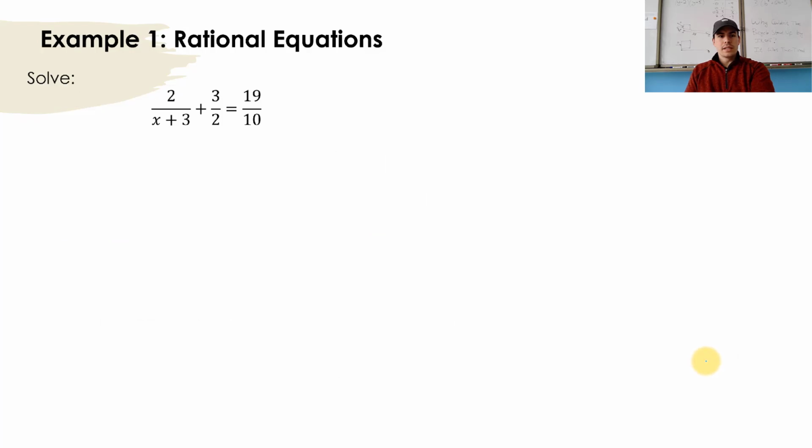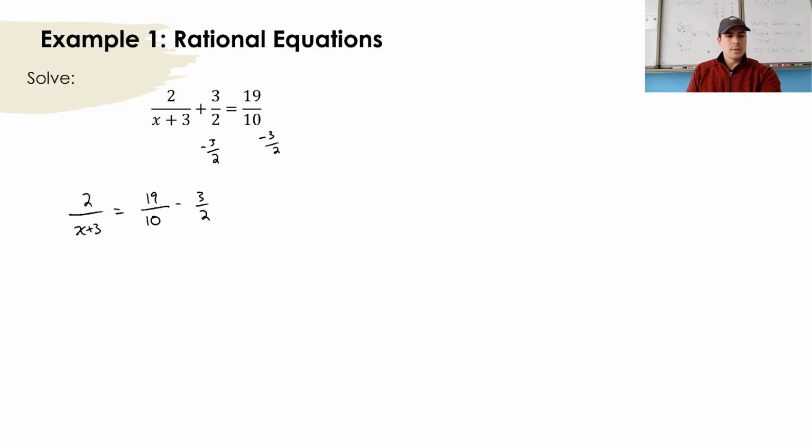So let's take a look at a few examples now. We're going to solve our rational equation here. This is an easier one because we only have one term with a variable in the denominator. So first thing we should do is get all of our terms with a variable on one side of our equation, and all of our terms without on the other side. So we're going to subtract 3 over 2. It's going to give us 19 over 10 minus 3 over 2.